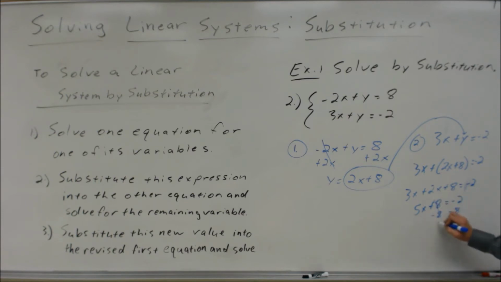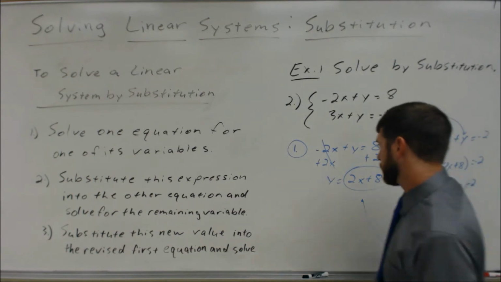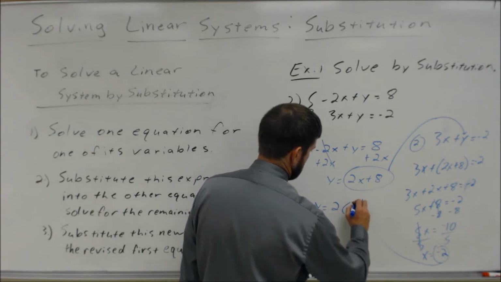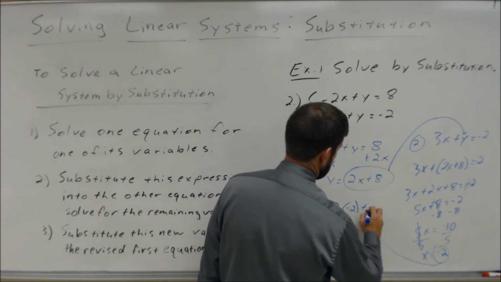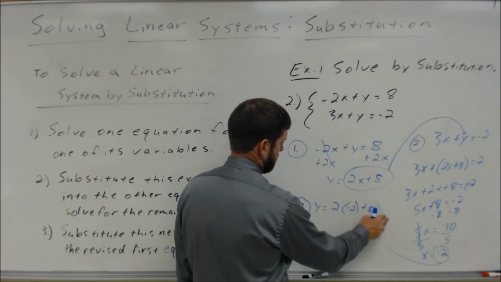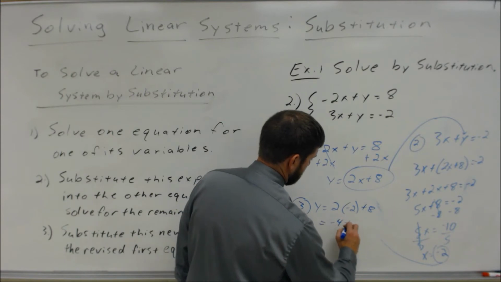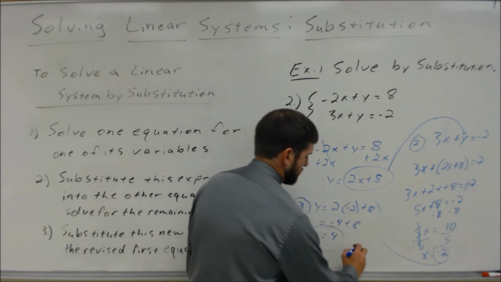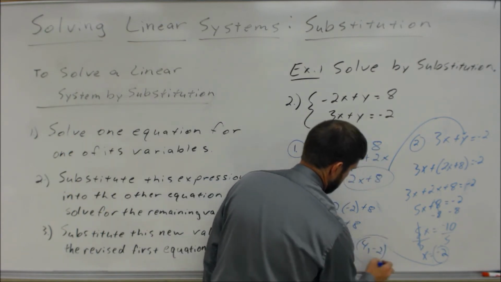Move your 8. x equals negative 10. So x equals negative 10. Next step, after we've solved for one variable, substitute that back into the original equation. So let's see what we've got. y equals negative 2 times negative 10 plus 8. And let's do the math, the arithmetic. So y equals 4, x equals negative 2. So there should be my solution.